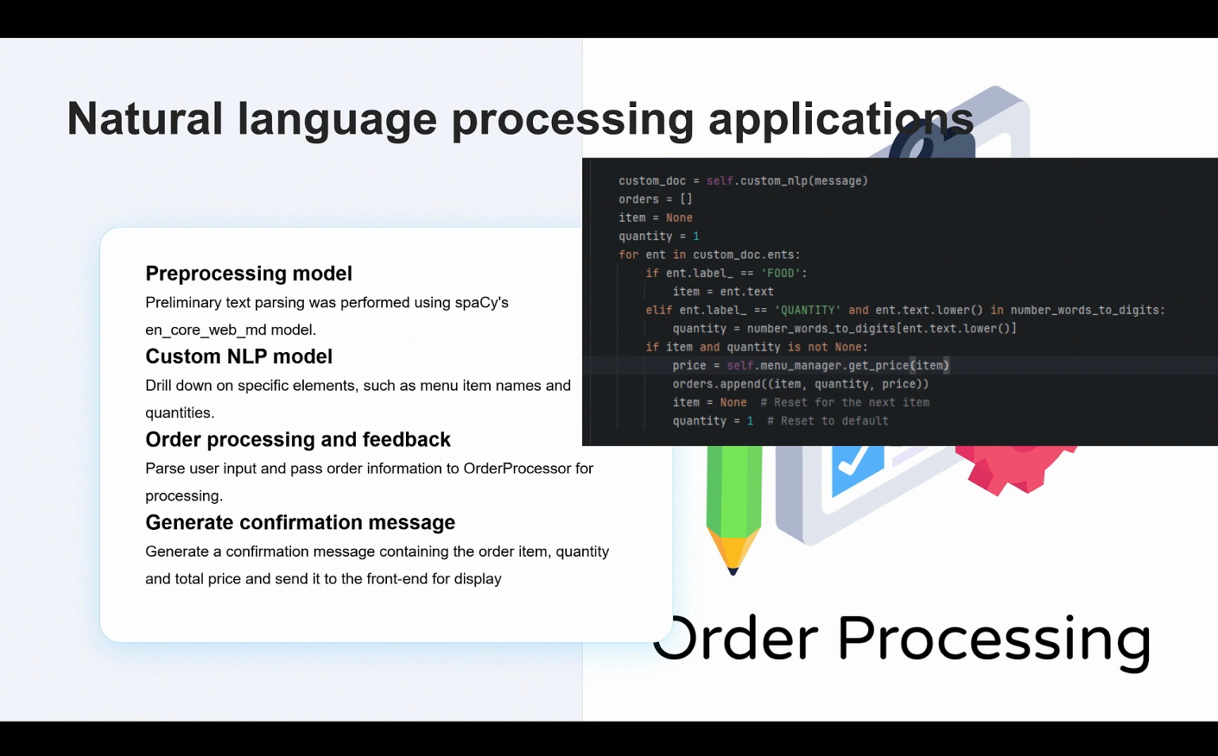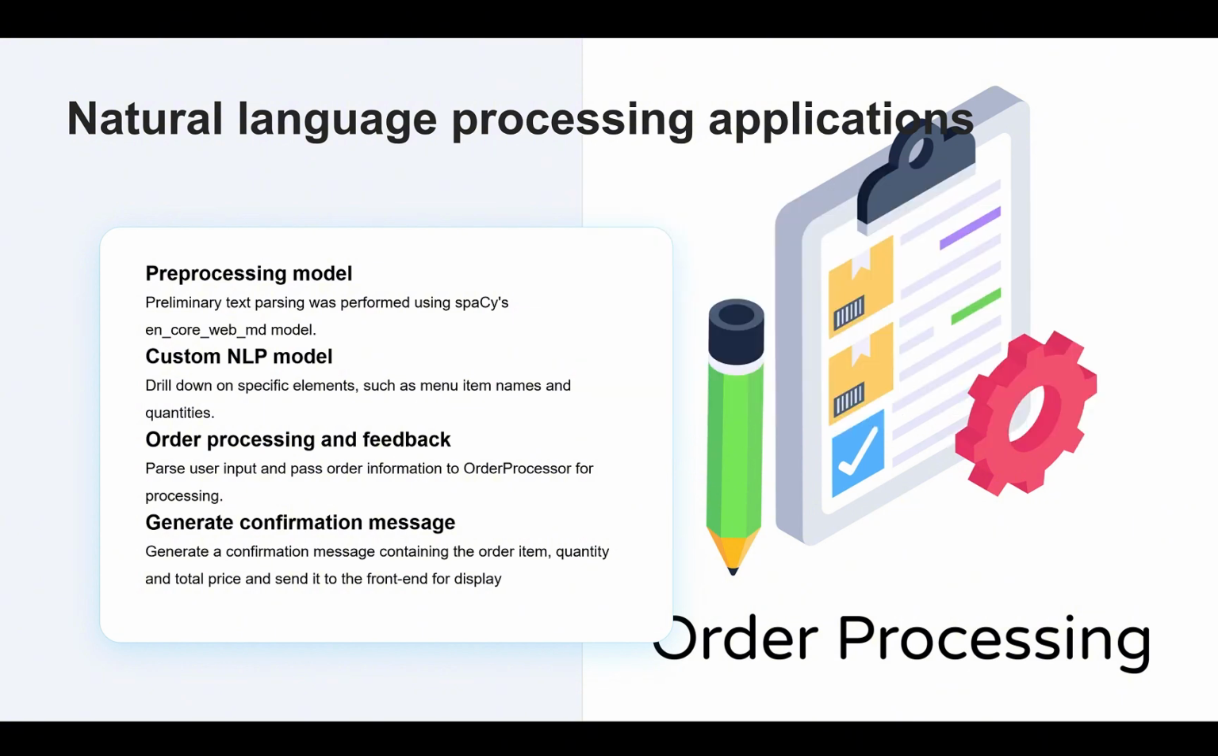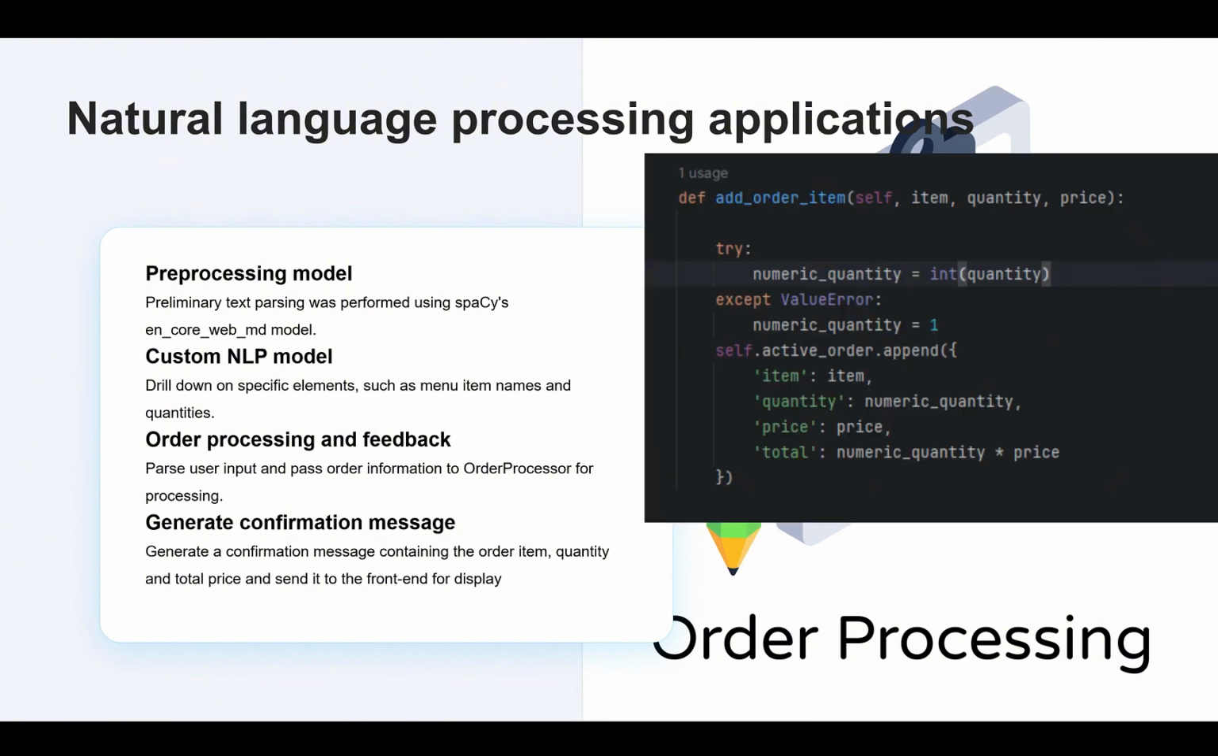These inputs are first processed by JavaScript and sent to the backend with a POST request. On the backend, the chatbot class first uses the spaCy general model, en_core_web, for preliminary text processing. This step is to understand the basic structure and semantics of the input, such as identifying keywords and numbers.